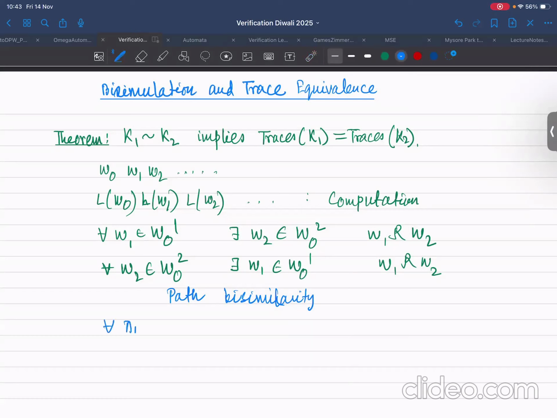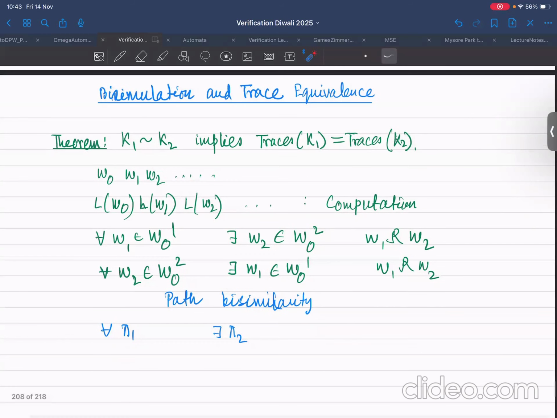For all paths pi 1 starting from an initial state of K1, there exists some pi 2 which corresponds to that pi 1 such that the computations of the two paths are the same. And vice versa. Hence, if I look at the traces of the two Kripke structures, they are essentially the same. Is it okay? Any question? No, it's clear. Yes, sir, clear. Okay, good.